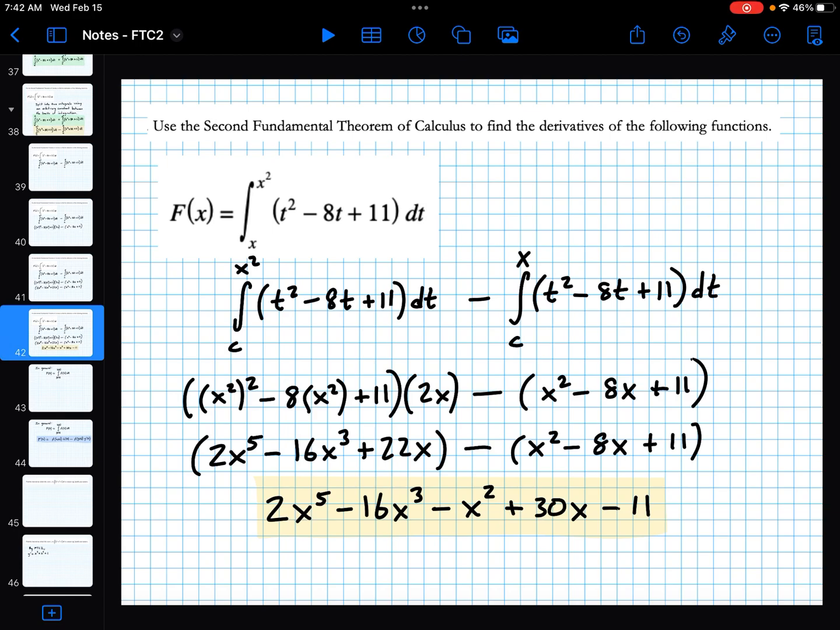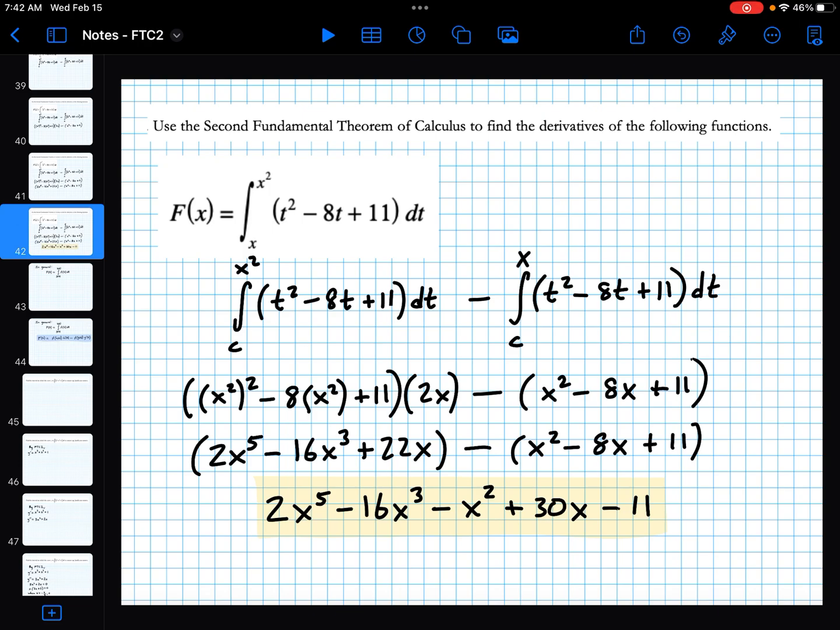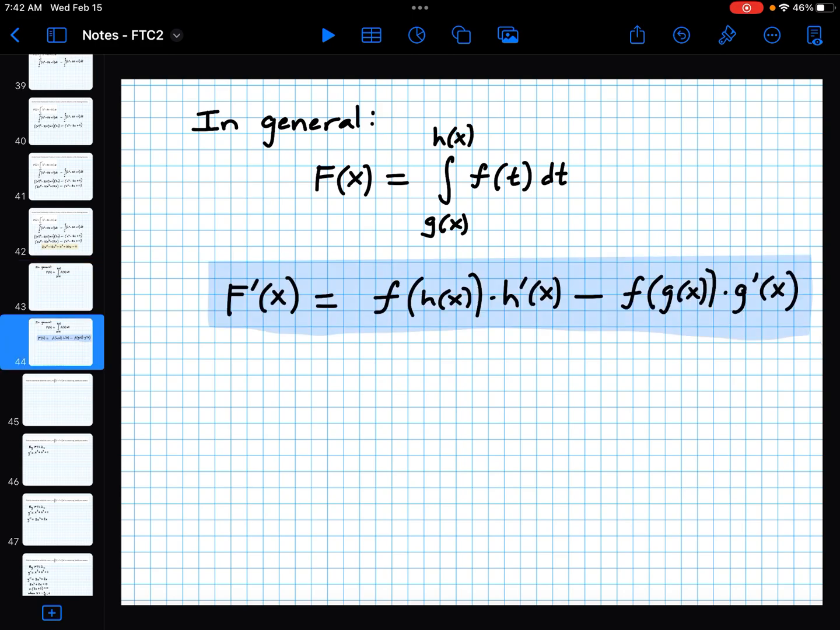So that last example is the one that could potentially throw you simply because you have two variable limits of integration. I just want to show you what happens in general, right? All you're doing here is taking the integrand evaluated at the upper limit times the derivative of the upper limit, minus the integrand evaluated at the lower limit times the derivative of the lower limit of integration.